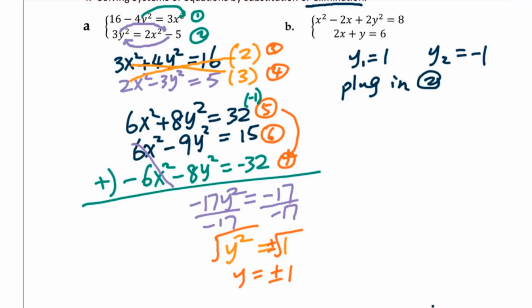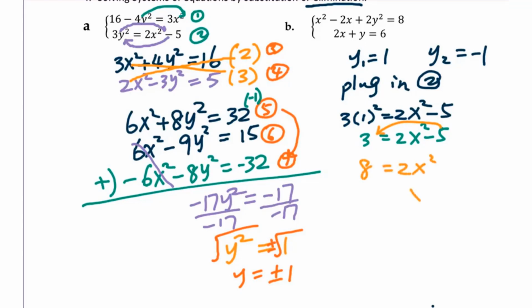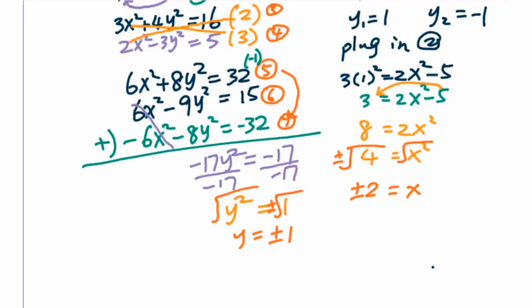Plug in y1 equals 1. You get 3 times 1 squared equals 2x squared minus 5. 3 equals 2x squared minus 5. This will be a power equation. Therefore, I add 5 to both sides. You get 8 equals 2x squared. x squared equals 4. Then square root both sides. You will get x equals plus or minus 2. Which means 2, I got 1. Negative 2, I got 1.